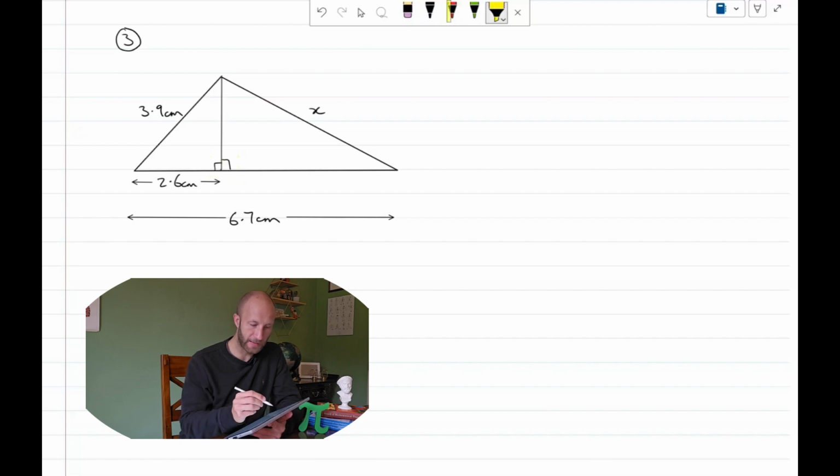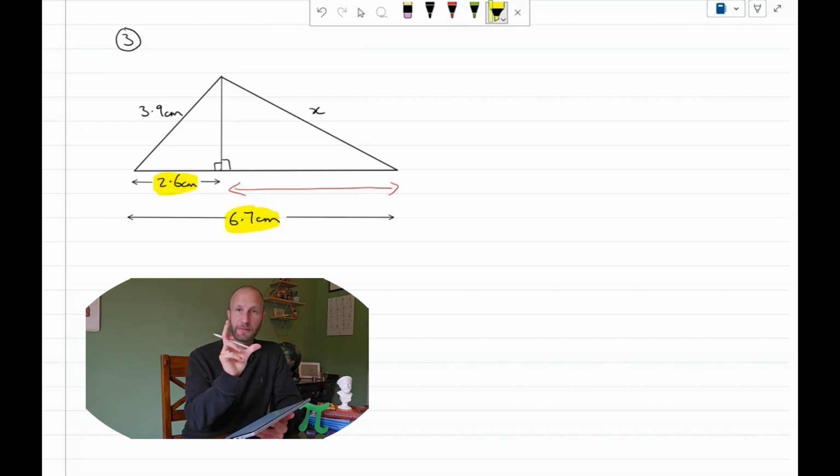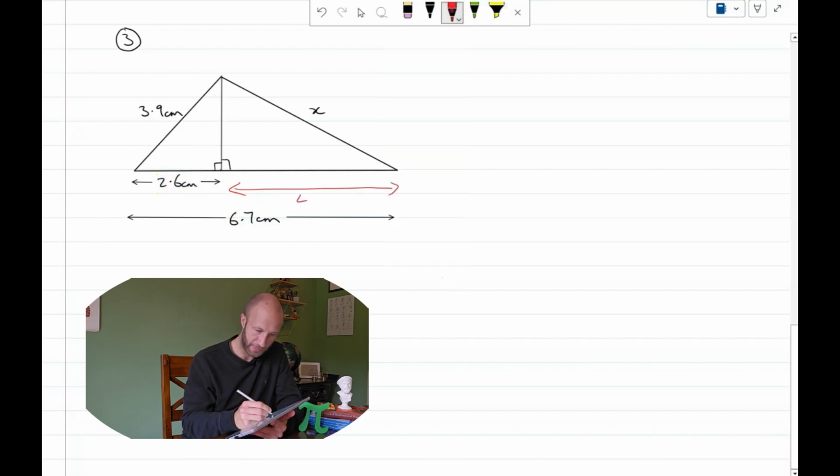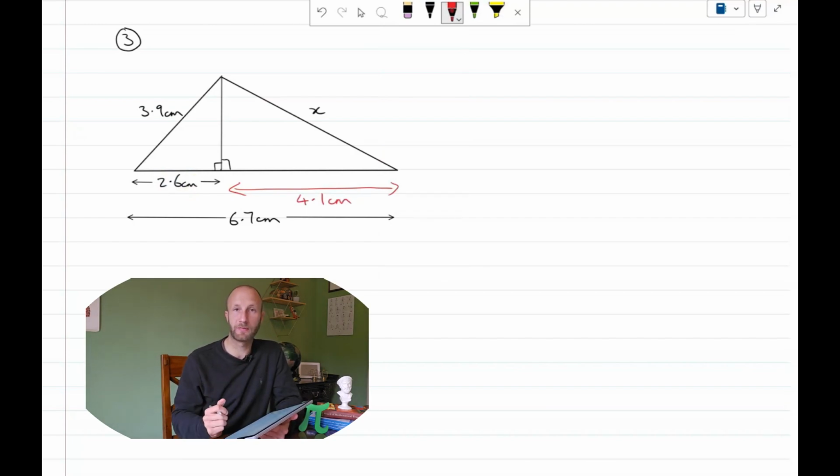So if I look at where x is, in order to find x, I would need this length along here, which I should be able to spot quite quickly will be the 6.7 minus the 2.6. That'll give me the difference between those two things. So 6.7 minus 2.6, which is 4.1. So that'll be helpful. I can write that in straight away. If I can use the information, then you use it to help you. There's a reason why they've given you those two lengths, so you can find the difference and find that other length.